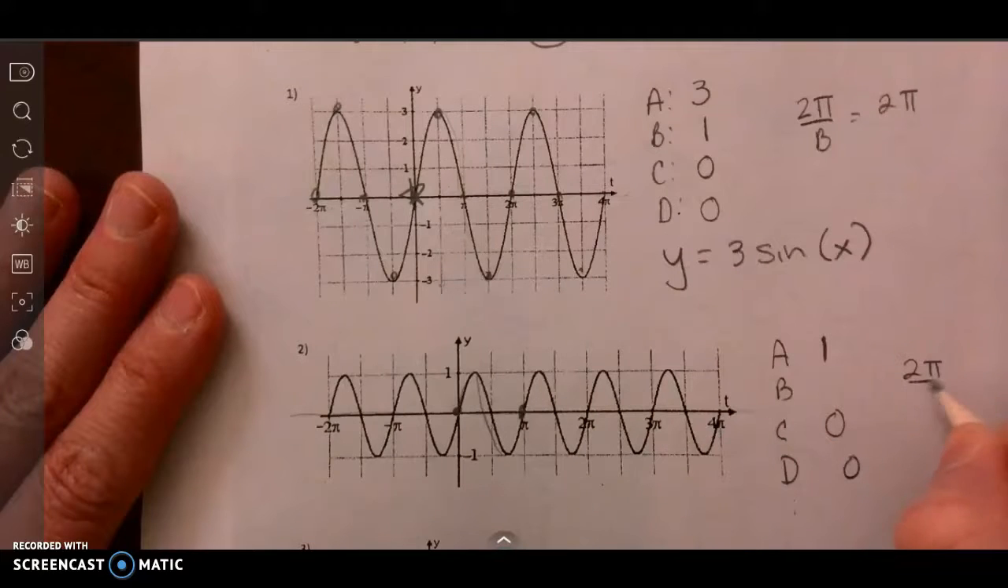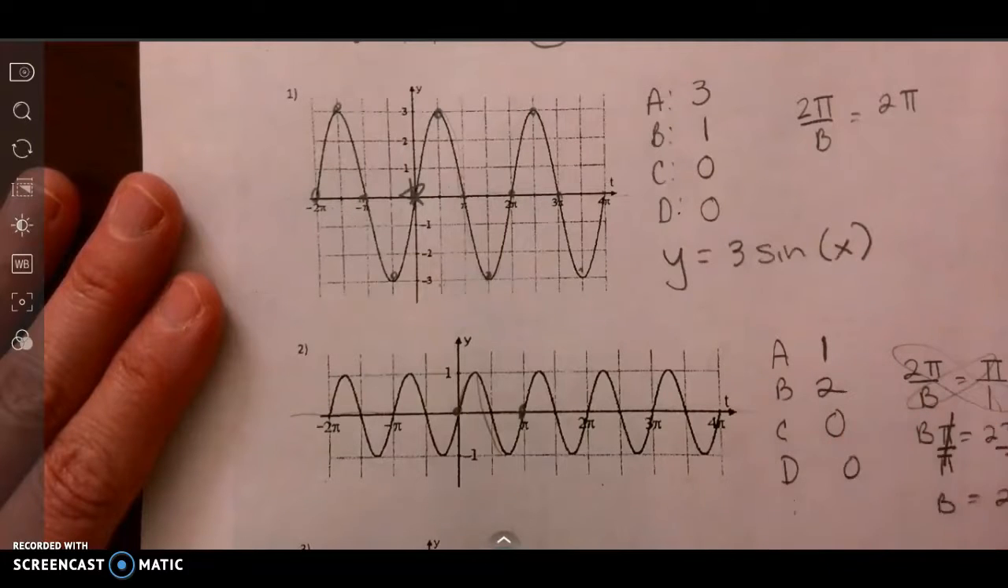So 2 pi divided by b equals pi. Cross multiply. B pi equals 2 pi. Solving for b, I divide by pi. B equals 2. So my equation is y equals 1 times the sine of 2 times x.